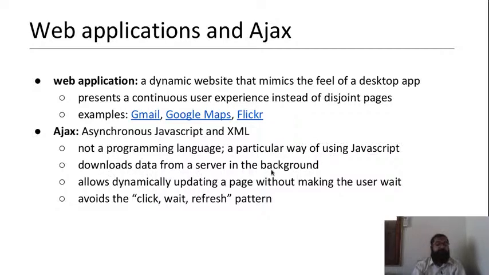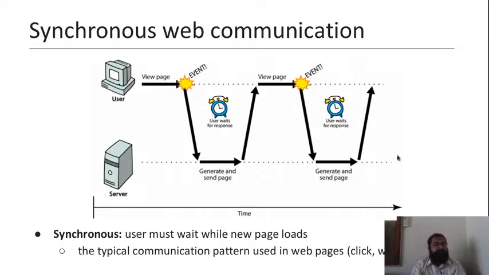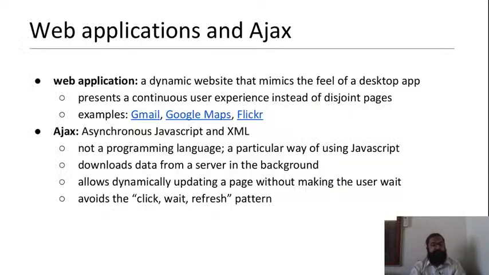It downloads data from the server in the background, allows dynamically updating a page without making the user wait, and avoids the click, wait, refresh pattern. So synchronous web communication uses a click, wait, refresh pattern, while Ajax helps the user avoid it, because it gives you a desktop app like feel, thanks to the powerful asynchronous JavaScript and the XML used in a particular way. So it's not a different programming language, correct?